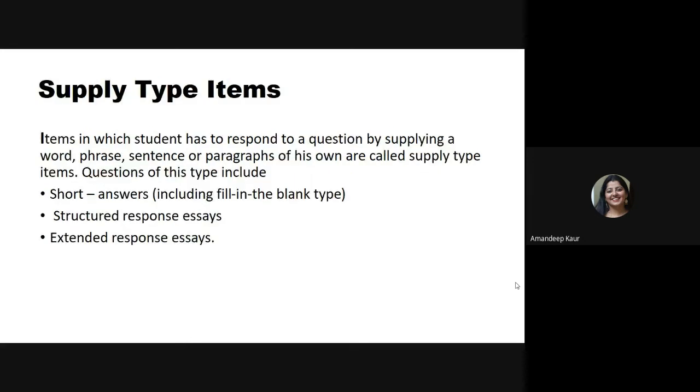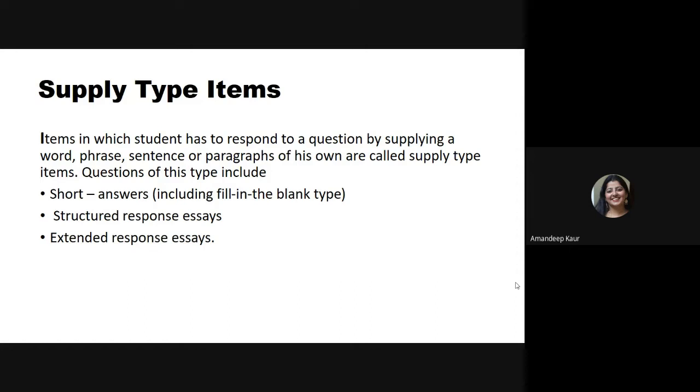So when it comes to the supply type of test items, the student has to respond to a question by supplying a word, phrase, sentence, or paragraph of its own. That is why it is being said supply type of test item. So there are three different types of test item under this particular heading.